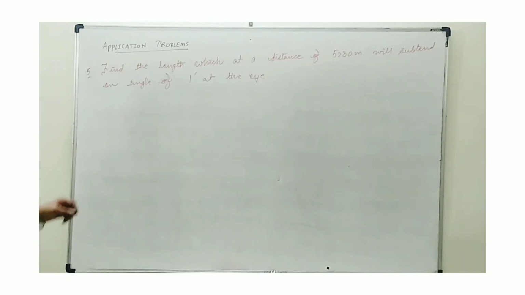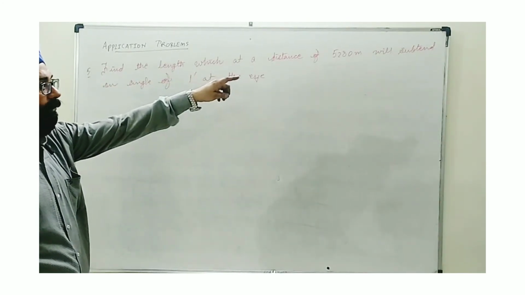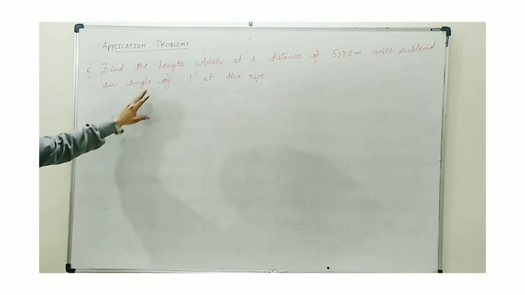Fifth question. Find the length at which a distance of 5280 meter will subtend an angle of 1 minute at the eye.